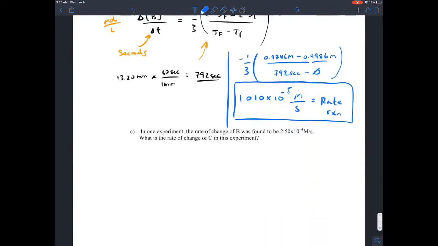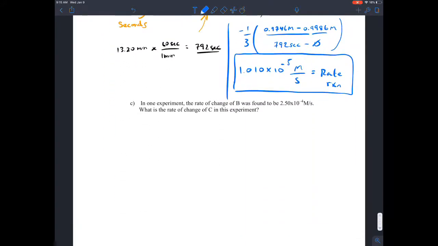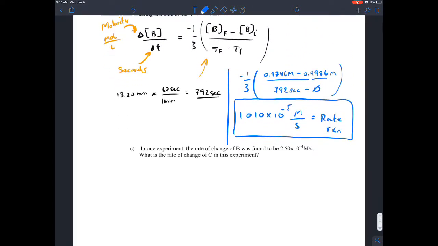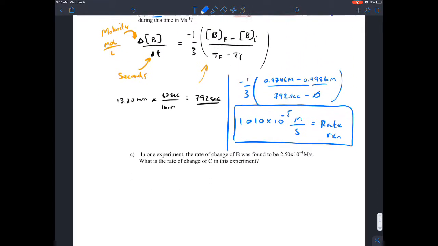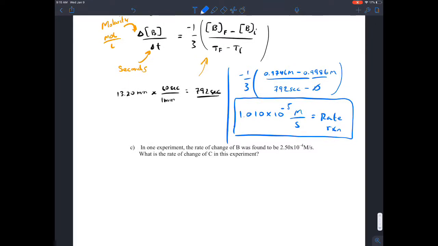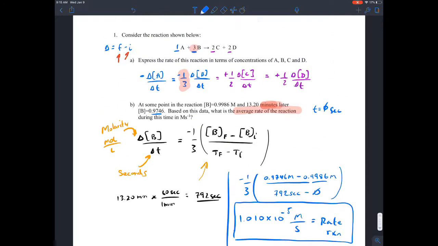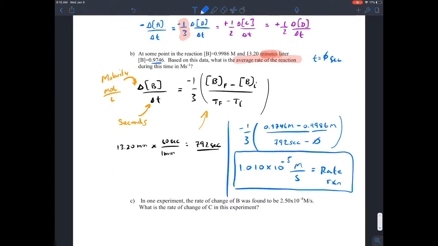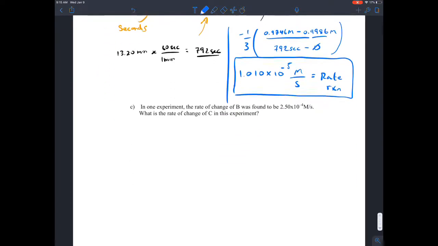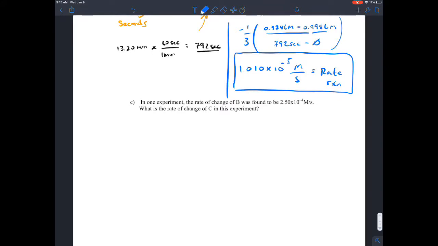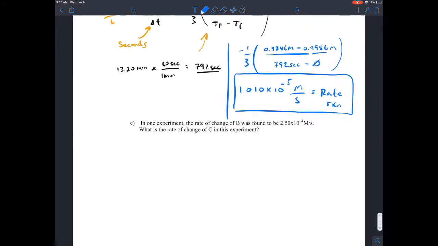Okay, let's finish off this last part of this problem. In one experiment, the rate of change of B was found to be 2.5 times 10 to the negative 4 molar per second. What is the rate of change of C in this experiment? Now, we're going to use the topics that we talked about in the first part, because the rate should be the same for each of these per mole. But if we accommodate with respect to their coefficients, their rates will be different to some degree, because I have more of some than I do the other. So let's figure this out.